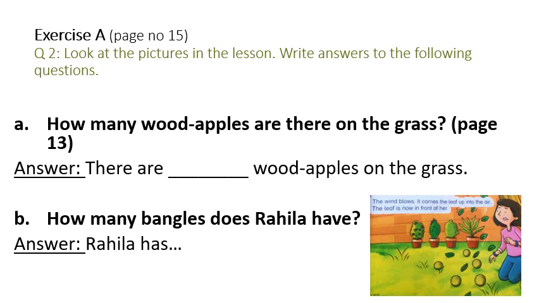There are dash wood apples on the grass. The number will be written in words. It's the very first answer, so you have a whole sentence here. But for the next part, part B, you have to try writing the answer yourself.